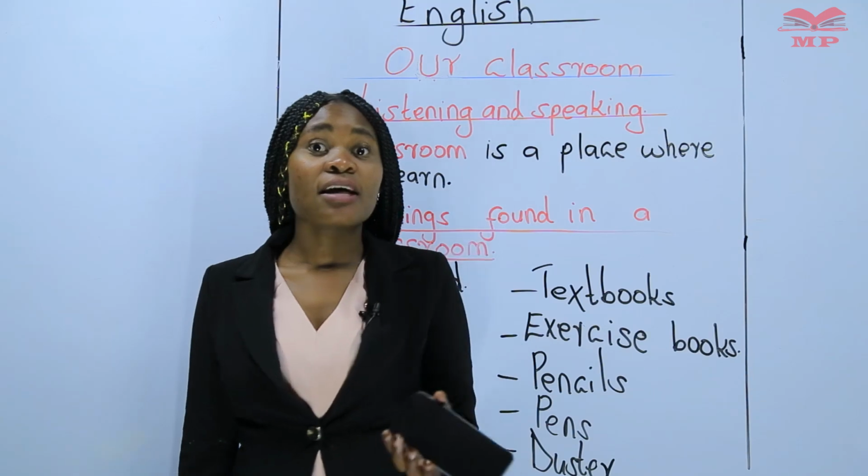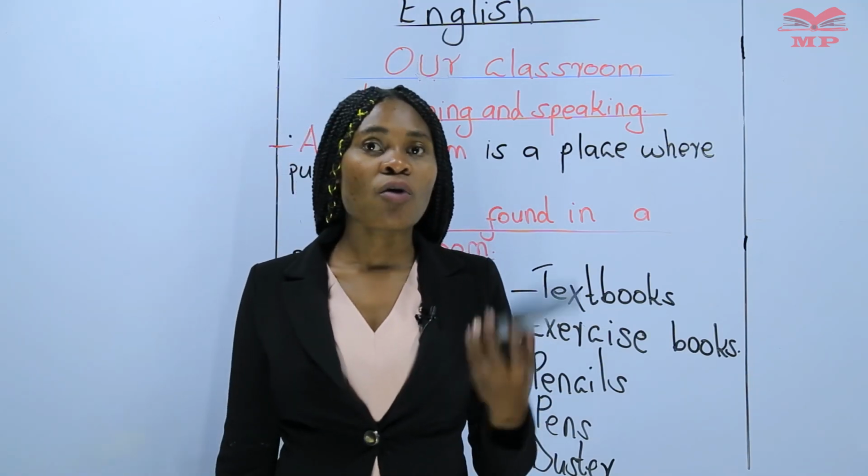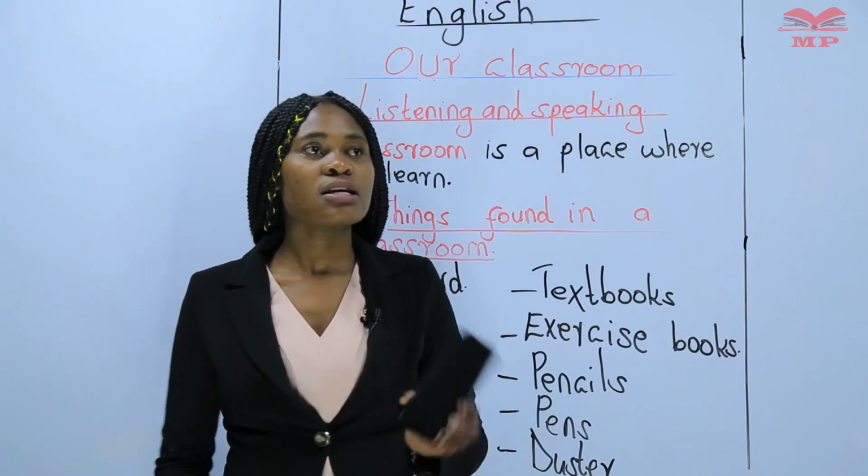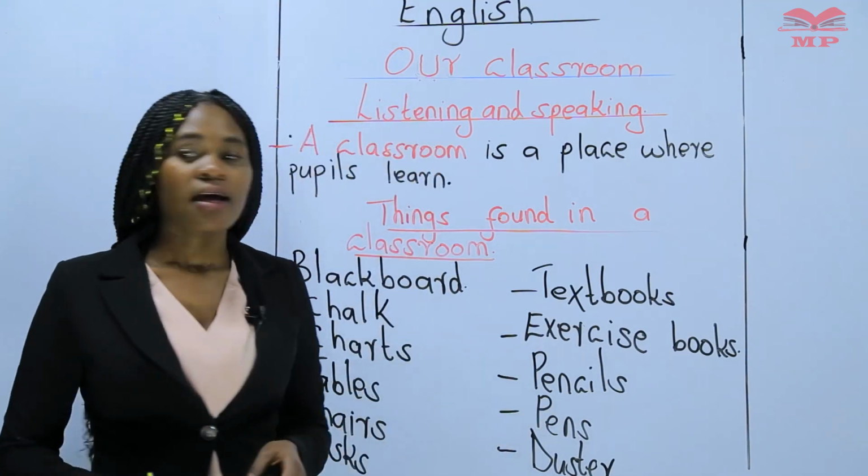You can make another duster. You can improvise. What can you use to make a duster? You can cut a sponge, then you use it as a duster.